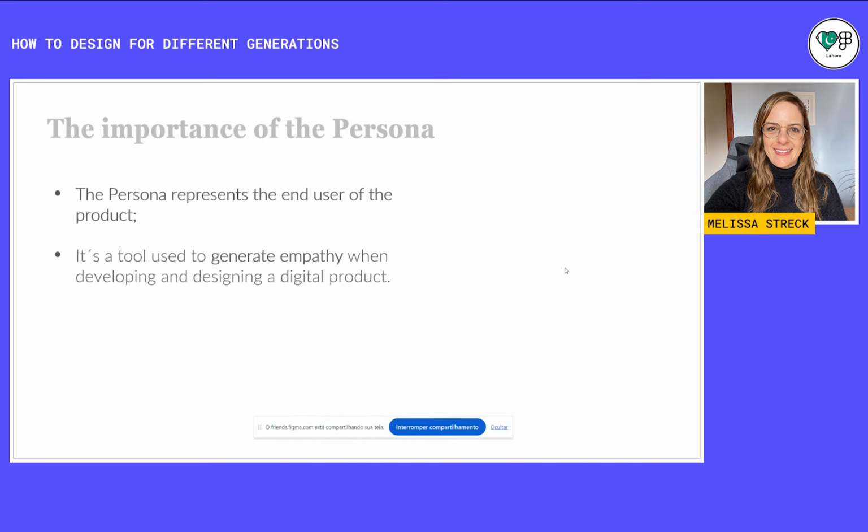So the persona represents the end user of our product. Even if it is a product persona that's not built from very in-depth research, we can have an idea of who our final user will be, who we are designing for. So it's a tool used to generate empathy. It's very important in design that we have empathy with our users when developing and designing digital products, right?